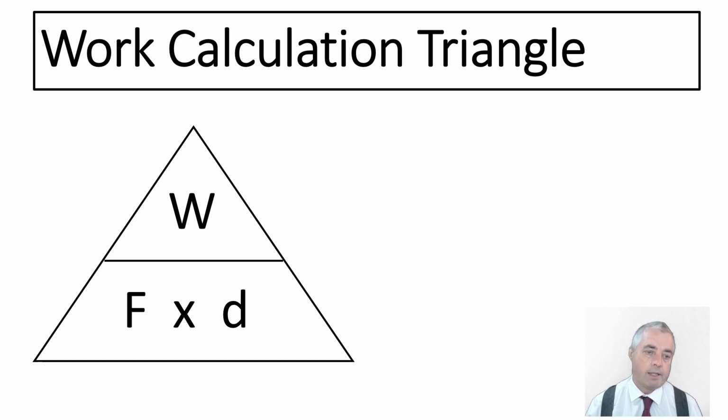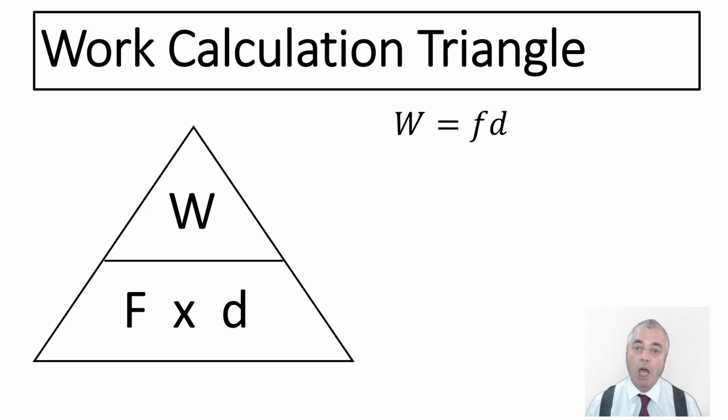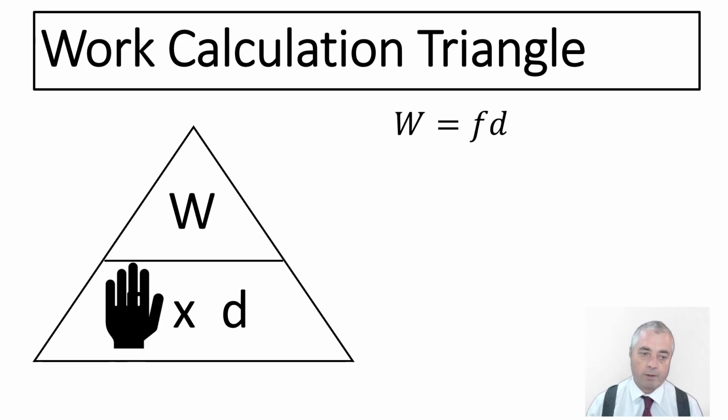So the rule is cover the thing that you are trying to calculate. So if you're trying to calculate work, cover work, and what's left tells you the sum that you need to do. Work is force times distance. If we want to find the force, suppose we know what the work is because the question tells us and we know the distance, but we need to find the force. We cover the force and what's left tells us the equation to do. Force equals work divided by distance.